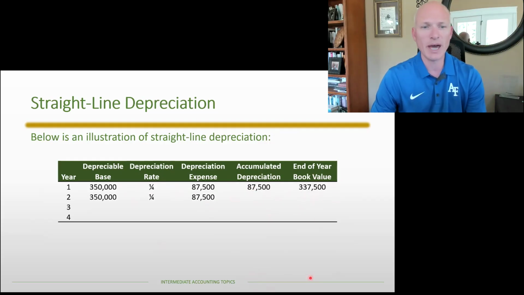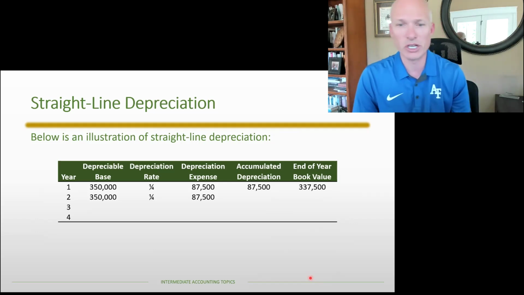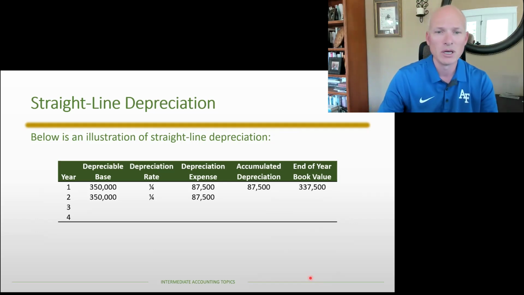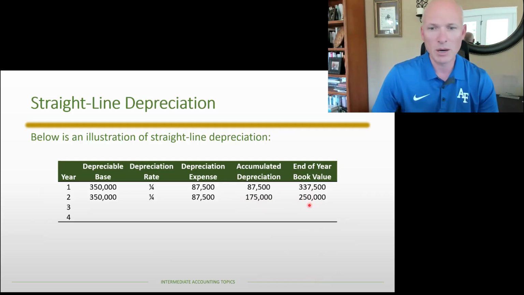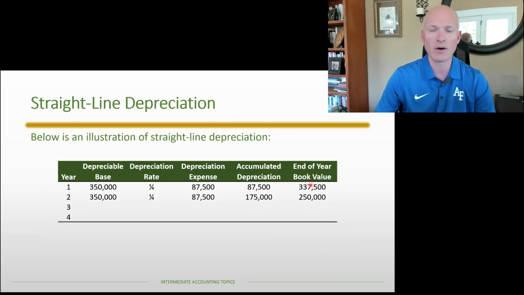And then in the second year, the pattern continues again, straight line depreciation, it's the same amounts. The accumulated depreciation, of course, now is doubled because we've got 2 years. And the book value, of course, is reduced by that amount. And so the book value is now, 450,000 minus 175, sorry, 425,000 minus 175, which gets us 250. And that just continues on.